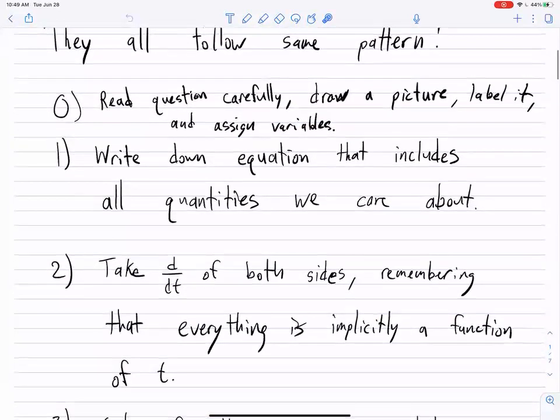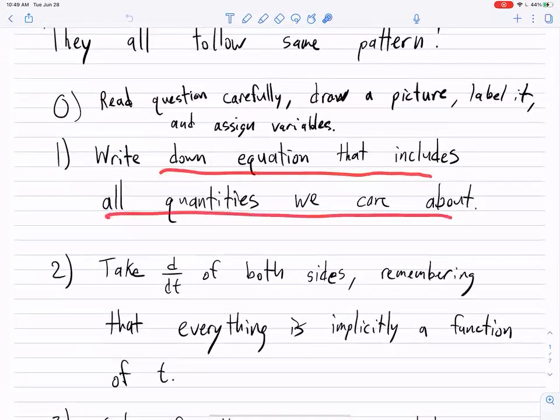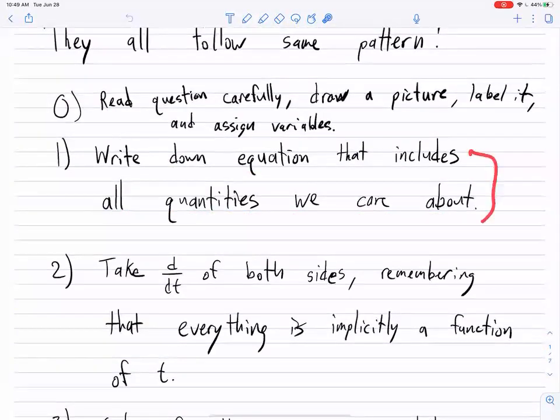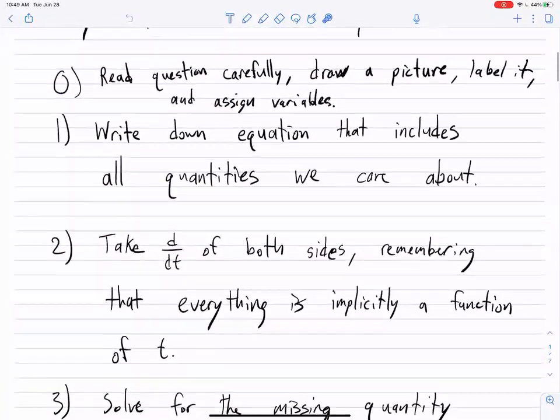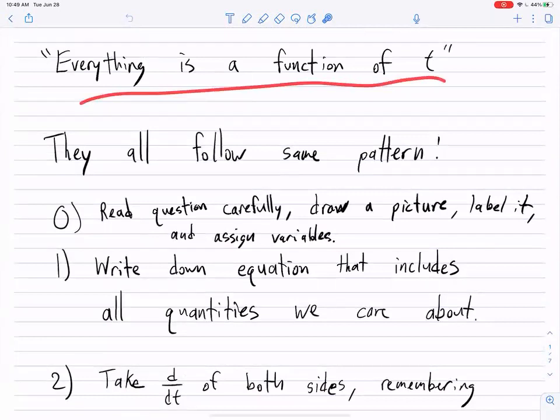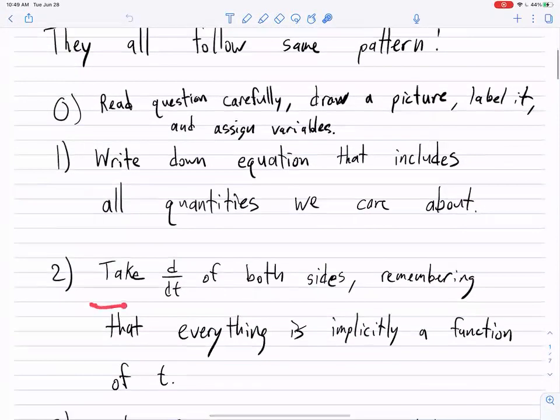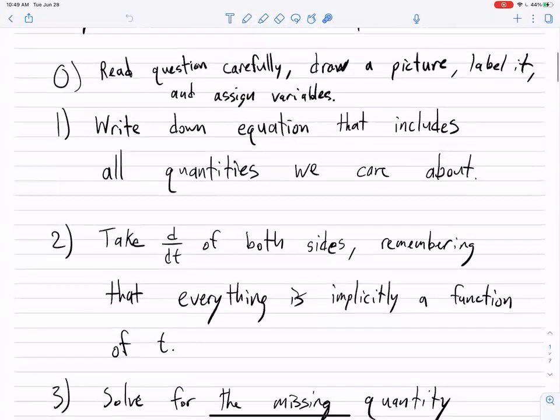And then what you're going to do is write down an equation that includes all quantities we care about. Obviously this depends on what the problem is, but there should be some equation that these variables are all related to. And then the idea is, because these rates are all functions of some variable t, which is time, you can take the derivative with respect to t, remembering that everything is implicitly a function of t. And so you use implicit differentiation. So whenever you hit a variable, remember that that variable's derivative with respect to t is just implicit differentiation.